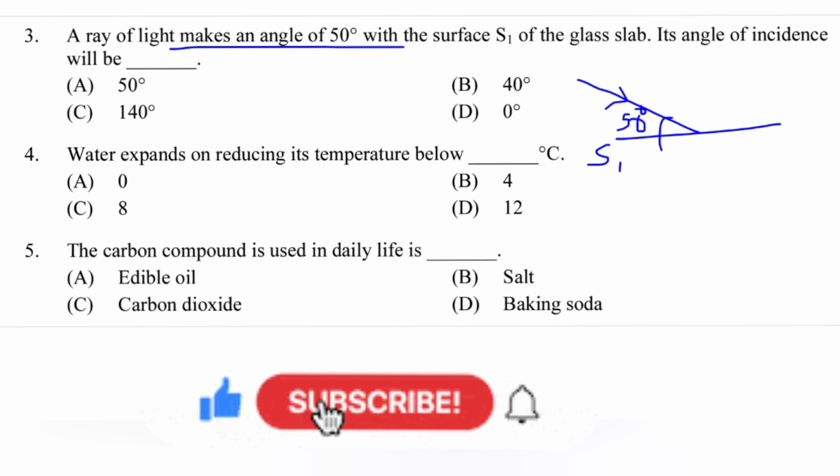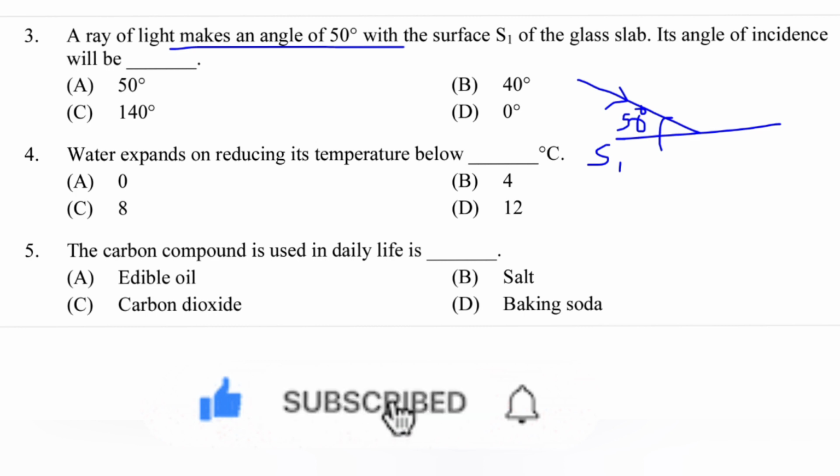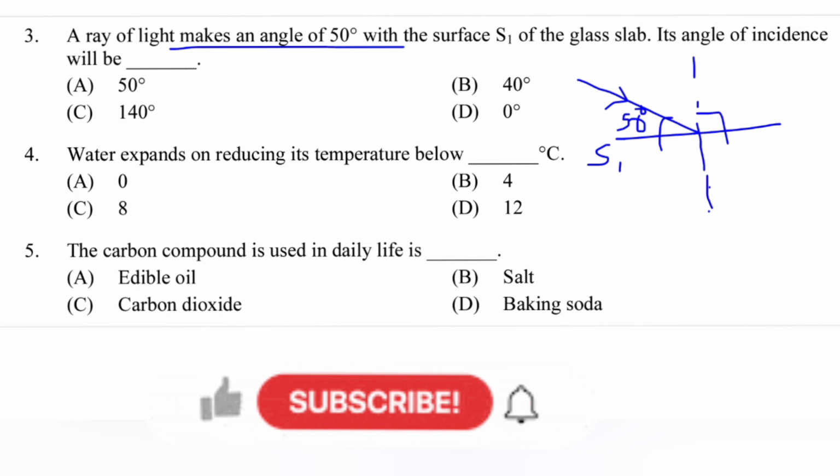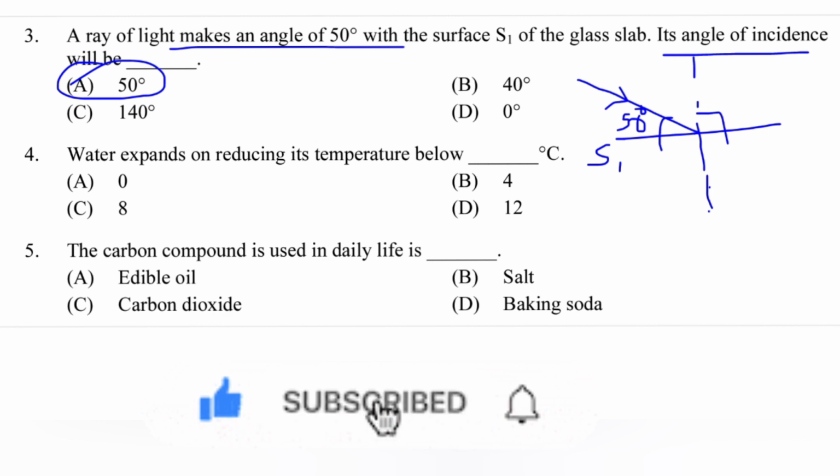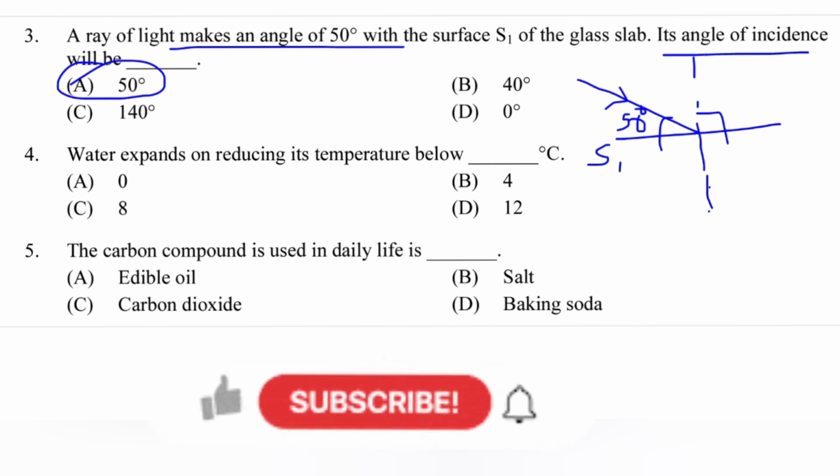So you should know that at the point of incidence there will be the normal like this. We know that the normal always makes a 90-degree angle with the surface, or we can say it is always perpendicular. Now, what is the angle of incidence? Some people will write this option as the correct option, but that is the wrong answer, because this 50 degree is not the angle of incidence, it is the angle between the incident ray and the surface. So don't make this silly mistake.